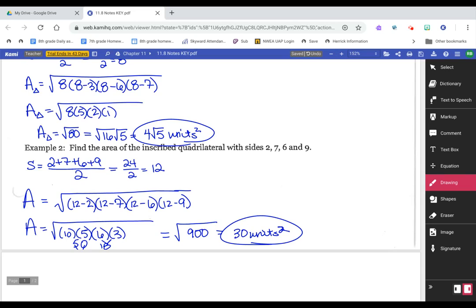This will conclude your notes for section 11.8.